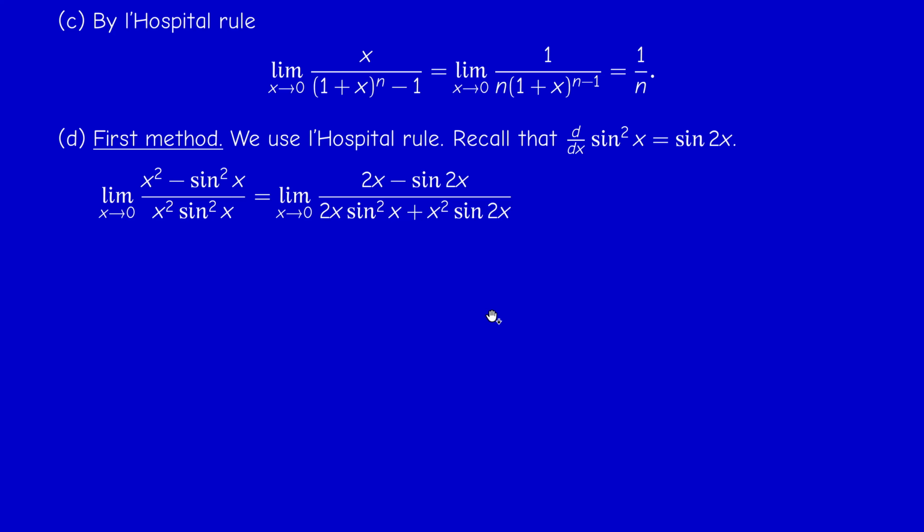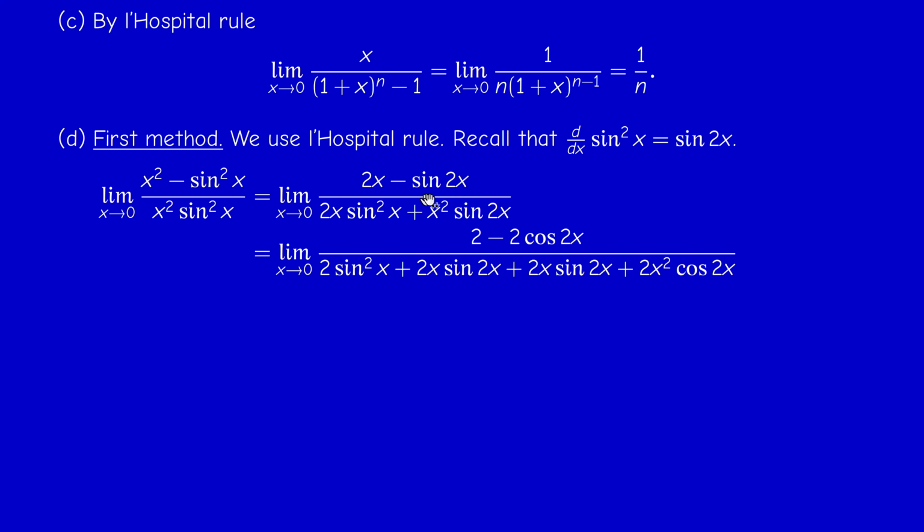Anyway, this is still of the form 0 over 0, so I differentiate another time, and I get 2 minus, now sine 2x, the derivative of sine is cosine, so by the chain rule it's minus 2 cosine 2x. And here I apply the product rule, so the derivative of x is 1, so 2 sine squared, plus 2x times the derivative of sine squared, which is sine 2x. Now this term, the derivative of x squared is 2x, and so on. Now we still have something of the form 0 over 0.